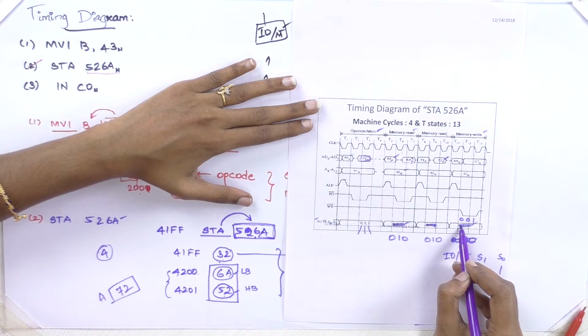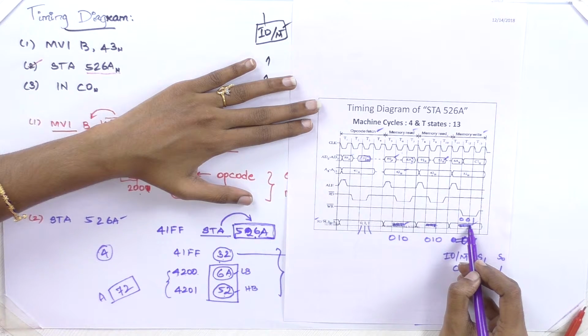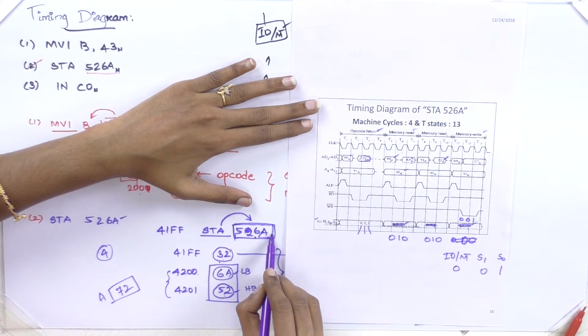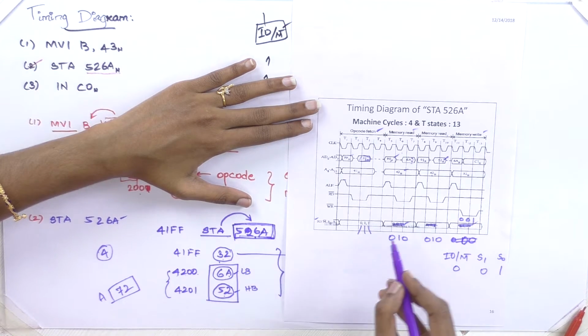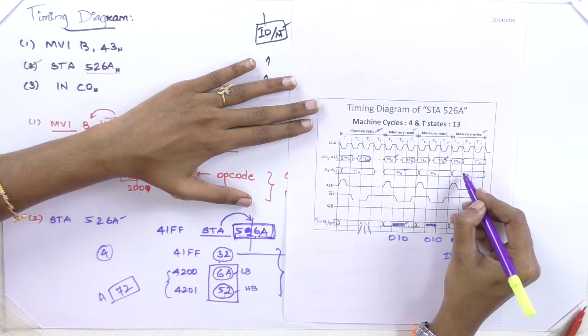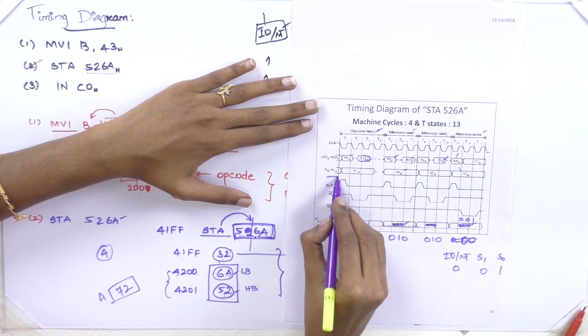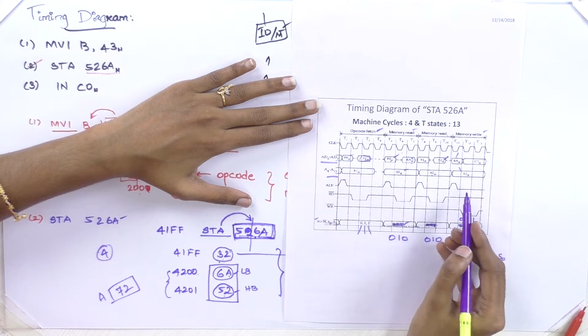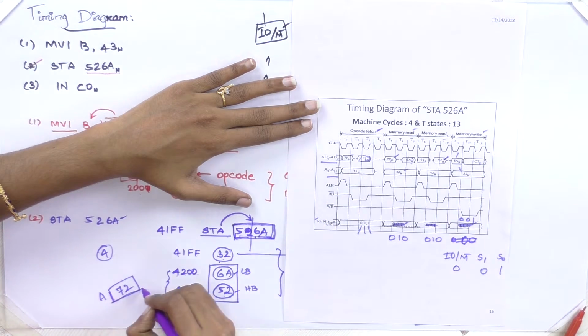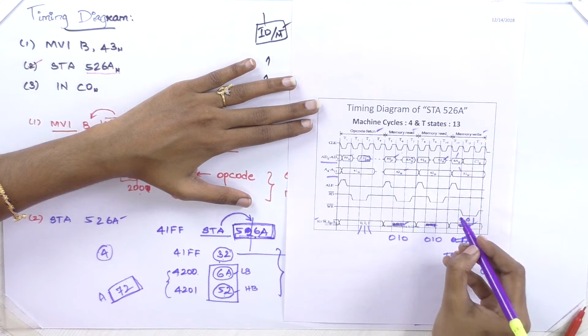So these control signals should be varied. Now this is an address value that we have read in the previous machine cycle. In this, 52 is the higher byte and 6A is the lower byte. That is put on the corresponding address lines. And to this address, this 72, the example I have taken, should be written.